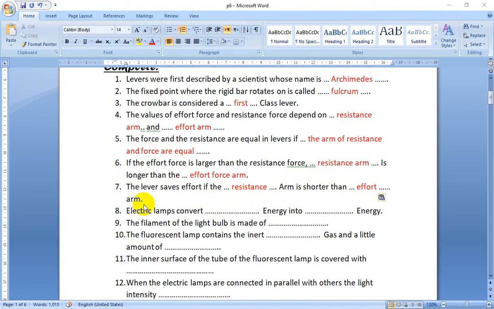Number 8, electric lamps convert or change which energy into which energy? Electric lamps, so from electric energy into light energy. Number 9, the filament of the light bulb is made of what? Very easy. Filament of light bulb is made of, yes, tungsten.